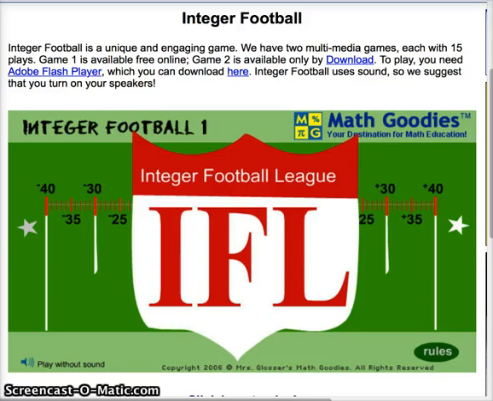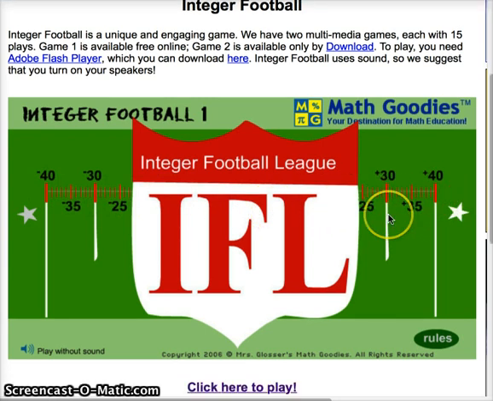It says Integer Football is a unique and engaging game, and it comes in two versions. It has two multimedia games, each with 15 plays. Game 1 is available for free online, which is what I'm going to be using, and Game 2 is available by download, which maybe I'll use for our next lesson, but today I'm going to focus on the free version. Alright, so as you can see on the screen, here's a number line. This is what the students need to know before. And let me just start the game.